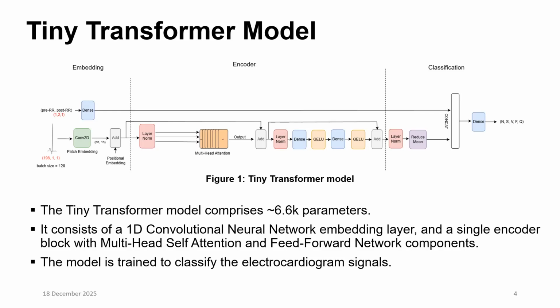The good thing about this model is that it comprises only a small number of parameters, around 6.6K parameters, and it could be trained for any sequence function. In this model, it was trained to classify the ECG arrhythmia.